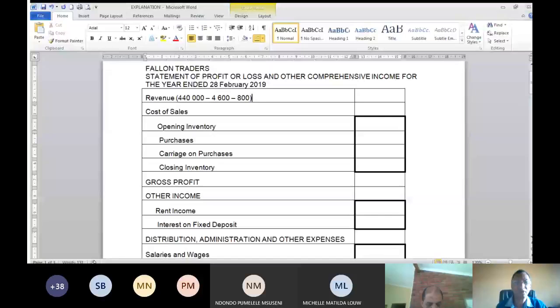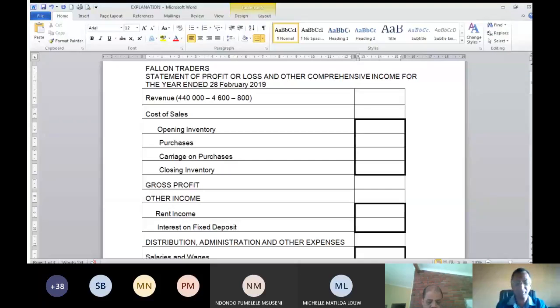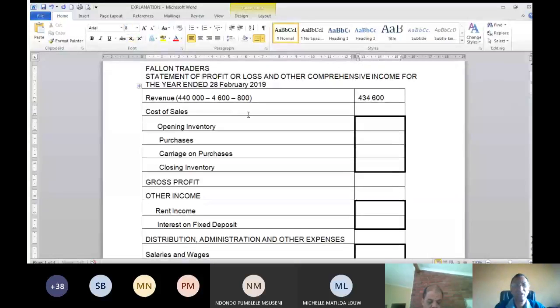So you will have your revenue amount is then 440,000 minus the 4,600 minus the 800 Rand, and that will give you a net revenue amount then, guys, of 434,600. Revenue is equal to the sales amount minus the sales returns minus settlement discount granted or settlement discount allowed.